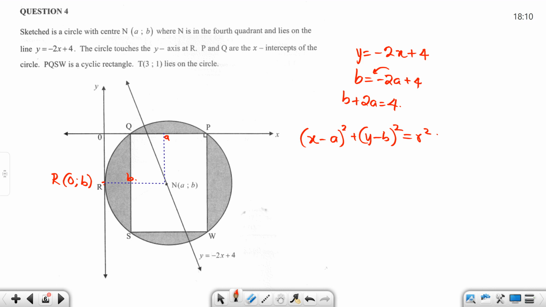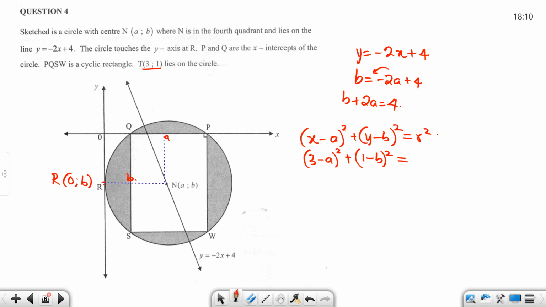We have T. You see, you guys, we read, but most of you forgot that there was T. They said T, 3 and 1, lies on the circle. So I know my X and my Y. What is my X? 3. So 3 minus A squared plus, what's my Y? 1 minus B squared. What do you think the radius of this circle is?